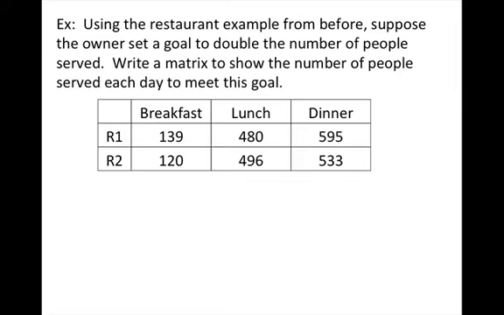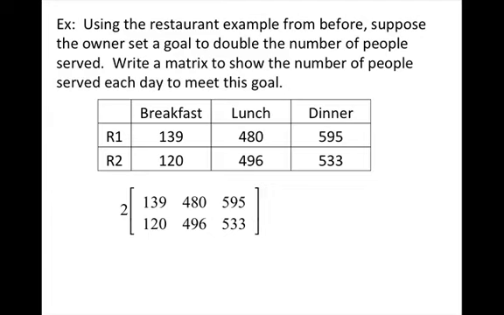So let's look back at our previous example of the restaurant. And suppose the owner set a goal to double the number of people served for each shift. I want to write a matrix to show the number of people served each day in order to meet his goal. So basically, I'm going to take the 2 by 3 matrix that I had before, but I want to double everything. So I'm going to multiply this matrix by 2. That 2 that the matrix is being multiplied by is my scalar.